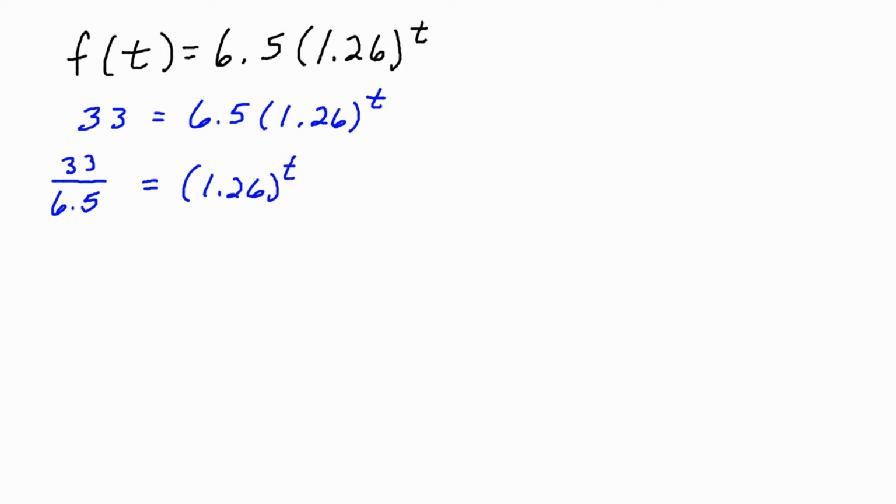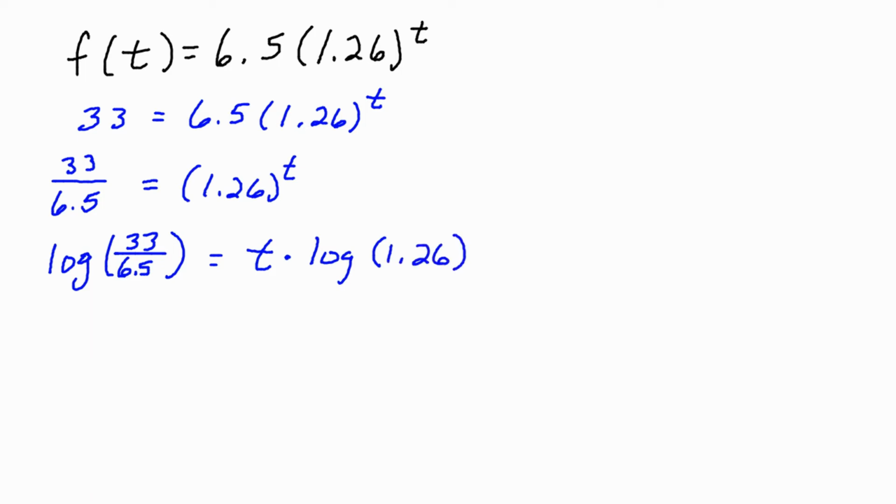Now I want to take the log of both sides and use my power property. Log of 33 divided by 6.5 equals t times log of 1.26. The power property says that when I take the log, I can bring the power out in front, so I did two steps at once. Now I can divide both sides by the log of 1.26.